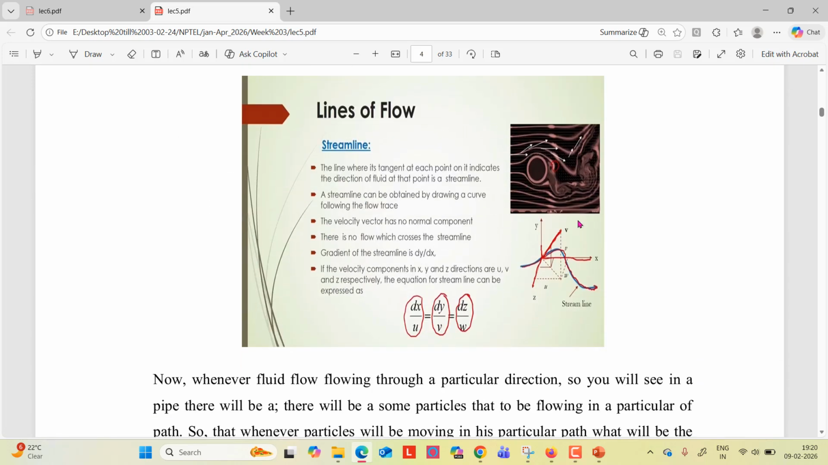This is how it is defined, and the resultant velocity is defined by this formula: root under u square plus v square plus w square. Now come the lines of flow. So what is a streamline flow? It is written that it is the line whose tangent at each point indicates the direction of fluid at that point.